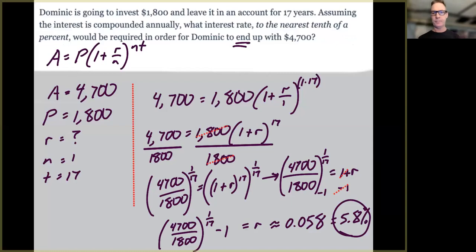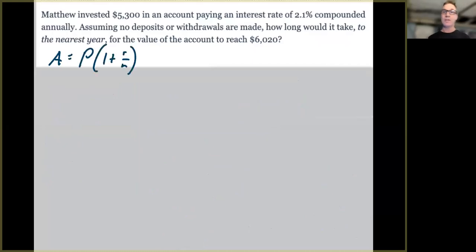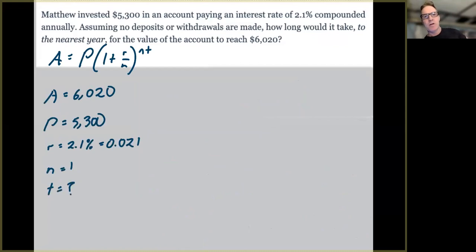That's what I got, 5.8. All right, next problem. We're flying. Good thing it's a video, you can always pause. Matthew invested 5,300 in an account paying an interest rate of 2.1% compounded annually, assuming no deposits. How long would it take, to the nearest year, for the account to reach 6,020?